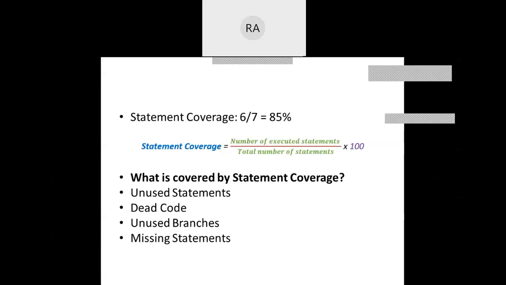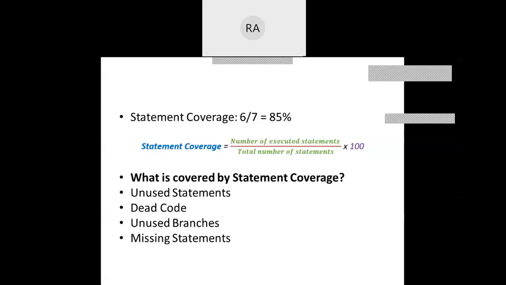You have to know this formula: the number of executed statements for a particular code under study divided by the total number of statements into 100. So what is the objective, or what are the things that I can test using statement coverage? Which things are covered by statement coverage? By looking at this quantitative measure, I can get to know which statements are unused in my code.